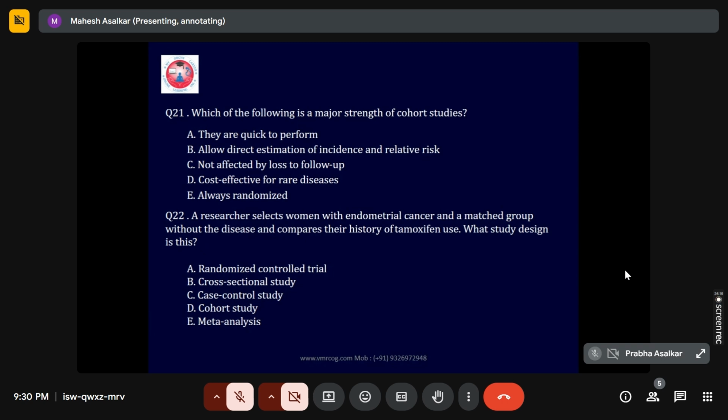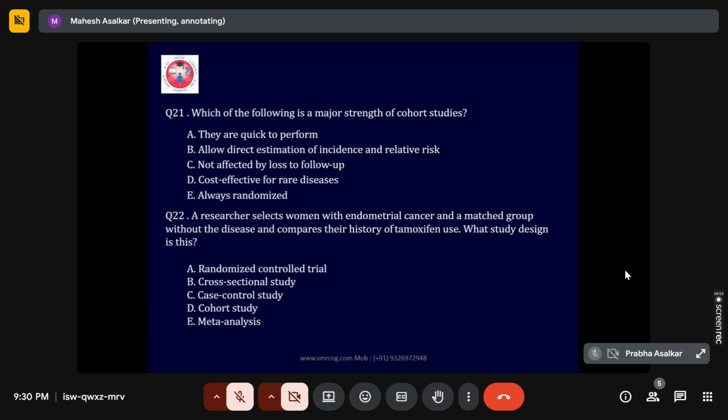A researcher selects women with endometrial cancer and a matched group without the disease. So you have a group with endometrial cancer and another group without endometrial cancer, and they are followed to find out tamoxifen use. Is it going to be prospective follow-up or retrospective follow-up? You have the outcome already. Retrospective follow-up. So with retrospective follow-up and two groups, cases and controls, it is case control. Understood, sir.